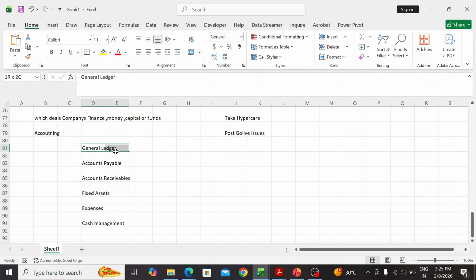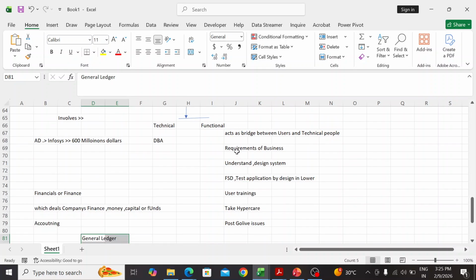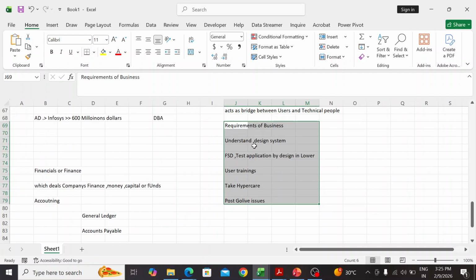By learning these core financial modules, you will become a functional consultant, and you will understand the business process. You will design all these modules, test them, and prepare the FSD documents, test cases, and test scripts. You will do the testing, designing and configurations in lower and production environments, and we also give user trainings for the respective modules. We will also extend our support during the hypercare and post go-live. You will become responsible for post go-live issues as well, and you have to take care of these issues.